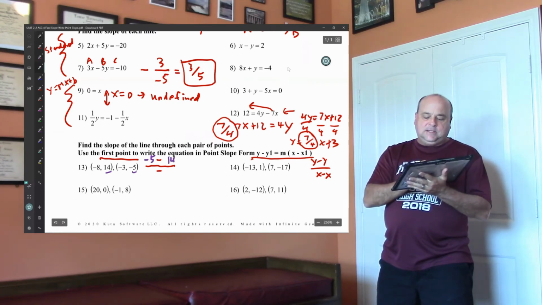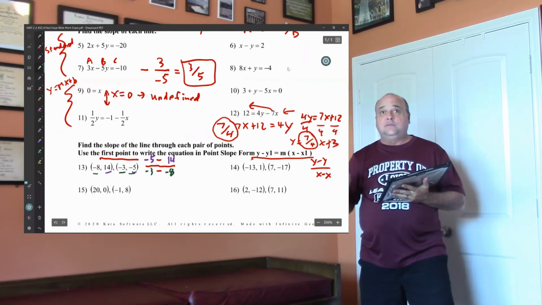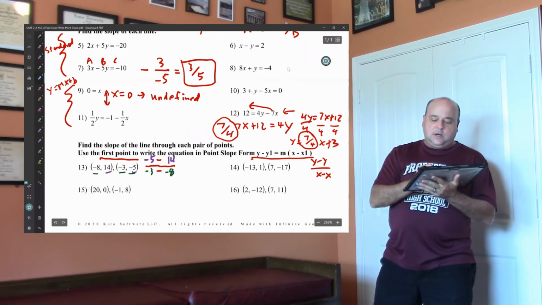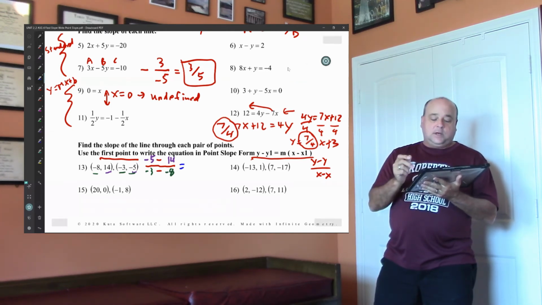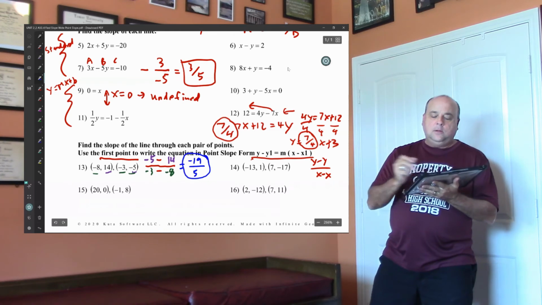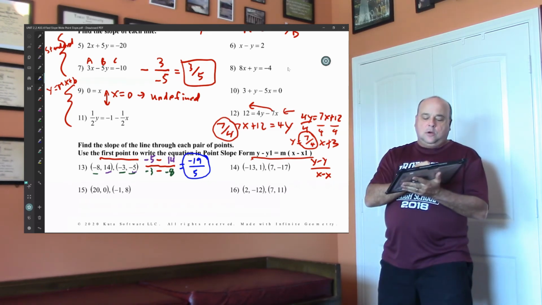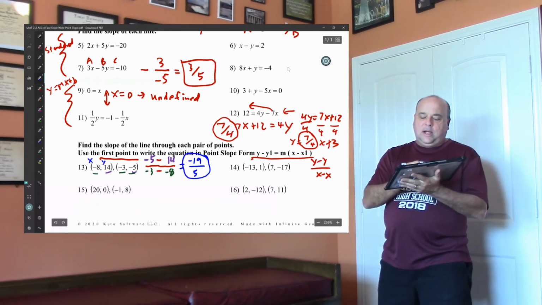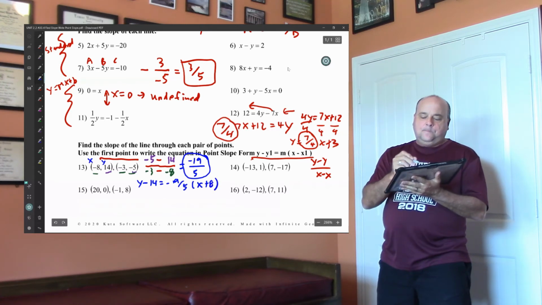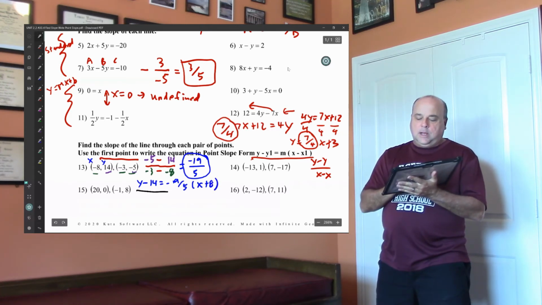And then my x's will be negative 3 and negative 8. Notice there's two negatives there, right? Those two negatives will turn into a positive. So negative 5 minus 14 is going to be negative 19 over negative 3 plus 8 is 5. That is my slope. Now then I'm going to plug this into point slope with the first point. So I'll have y minus 14 equals negative 19 over 5 parentheses x plus 8. And that would be my point slope line, wouldn't it?